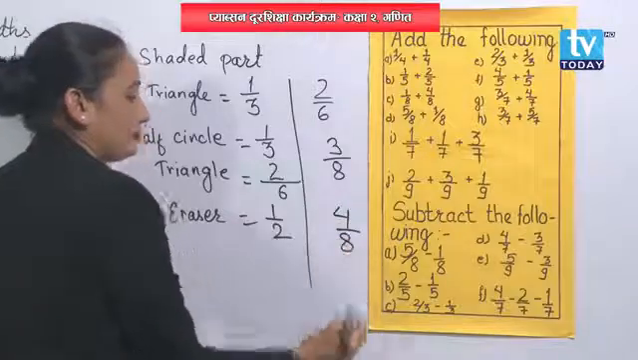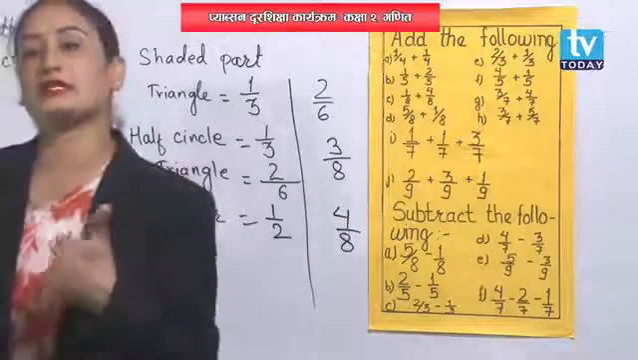Now, finally, the last picture of these shaded part questions. In this circle, how many parts are there? How can you see how many parts are over there? First, count the parts. Can you count it? Total 8 parts. Among those 8 parts, how many parts are shaded over there? 4 parts, right? So, 4 by 8.